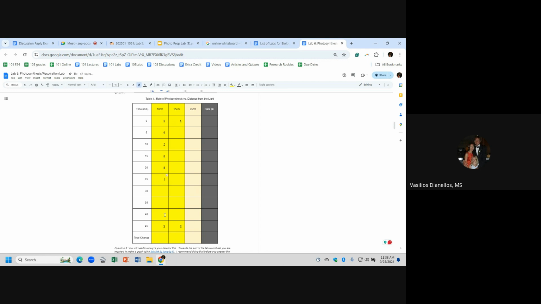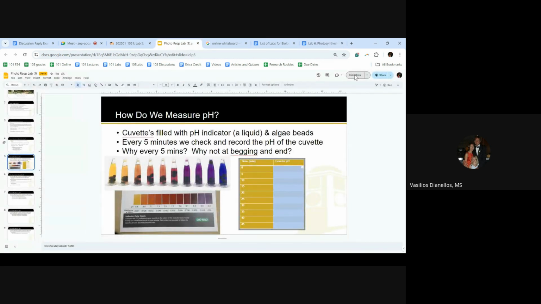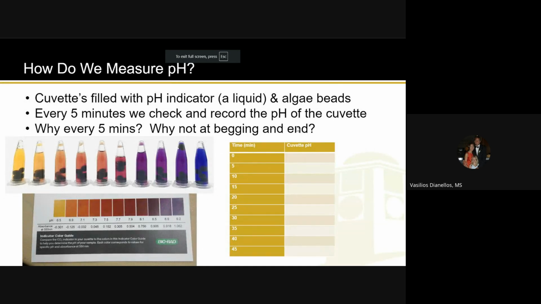Let me erase everything I just did because this is the master copy. There we go. Now back to the slideshow. So that's how we're going to do it, right? In general, no matter which experiment you're doing, that's how you're going to measure the rate of photosynthesis and respiration. Every 5 minutes, you're going to check the pH and put it in your table. And that's it, right? And now you know why we're doing it every 5 minutes and not just at the beginning or the end.